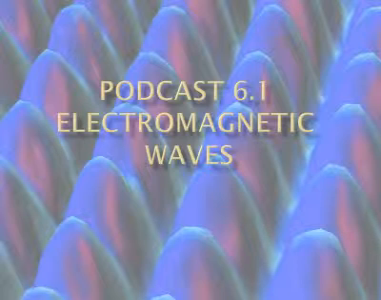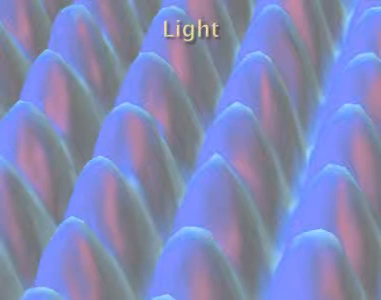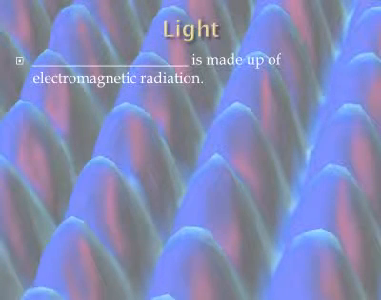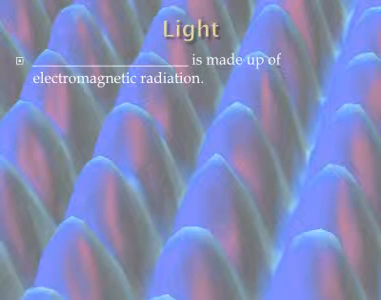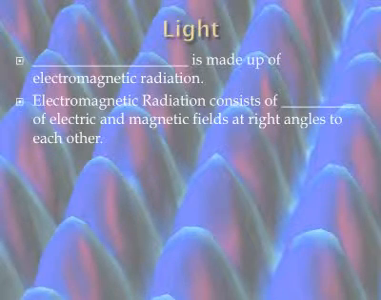Let's talk about electromagnetic waves. So let's talk about light. Light is made up of electromagnetic radiation. So when you see light coming in, you're actually seeing a type of radiation. You are seeing electromagnetic waves. Electromagnetic radiation consists of both electric and magnetic fields at right angles to each other.